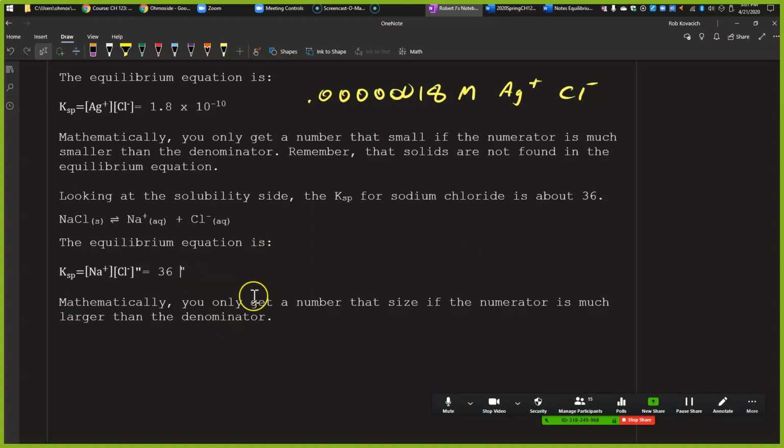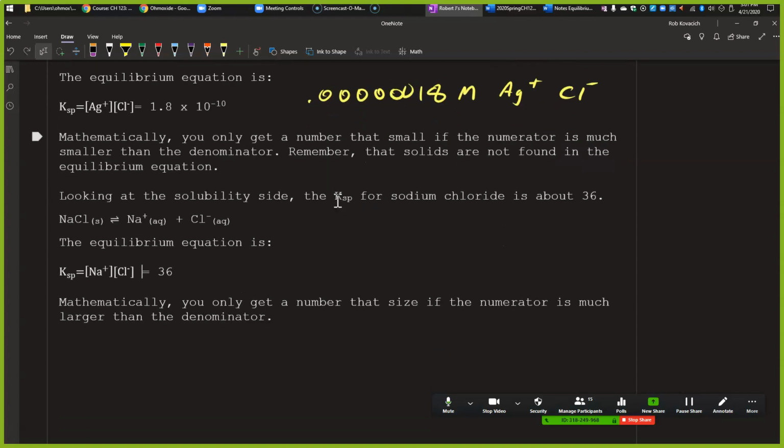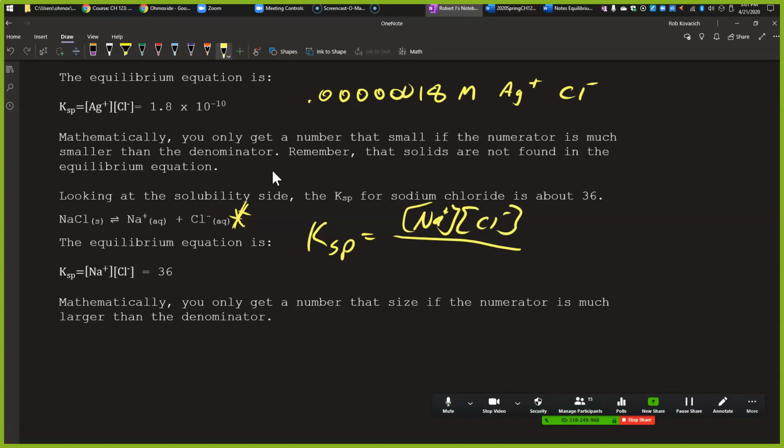Okay, so with table salt though, the value is 36. So what that's telling you is the numerator, which controls this, is a larger number than the denominator. So let's just write down what, if I've got this reaction right here, what should this look like? Ksp is equal to sodium ion concentration divided by chloride ion concentration. And down here, I would put NaCl.